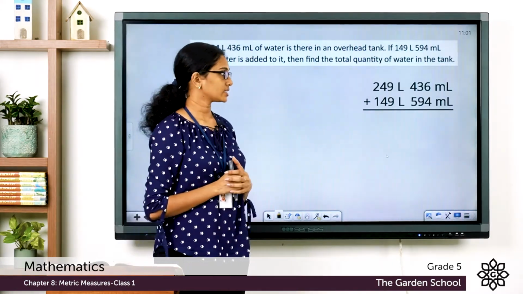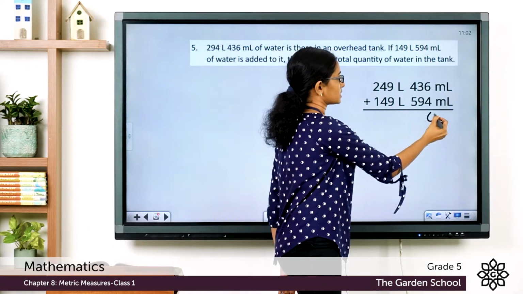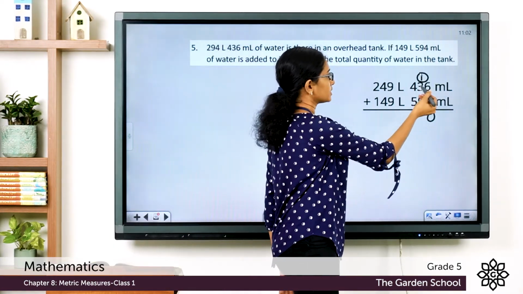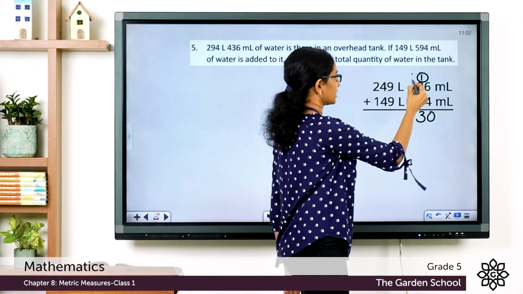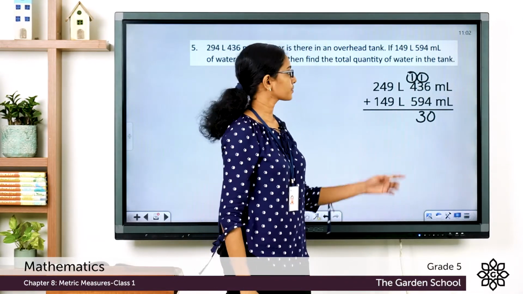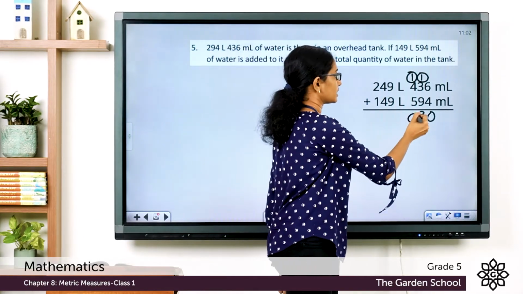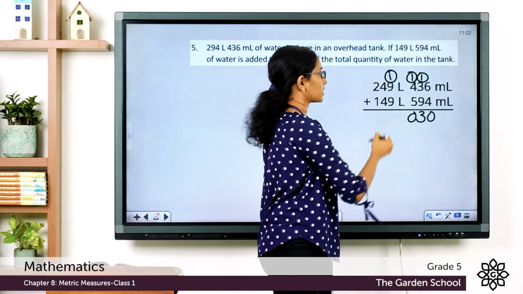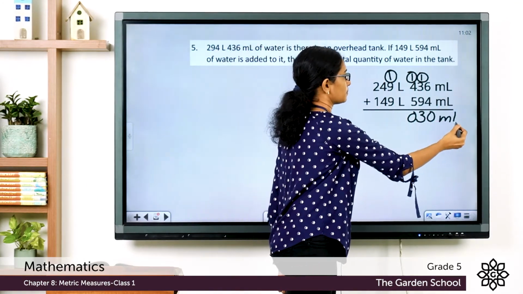Now let's do the addition. Now 6 plus 4 is 10, I carry over 1. 9 plus 3 is 12 plus 1, it is 13, 3 here and I carry over 1. 4 plus 5 is 9 plus 1, it is 10. 0 here and 1 carried over to the next place. So this is the milliliter part.